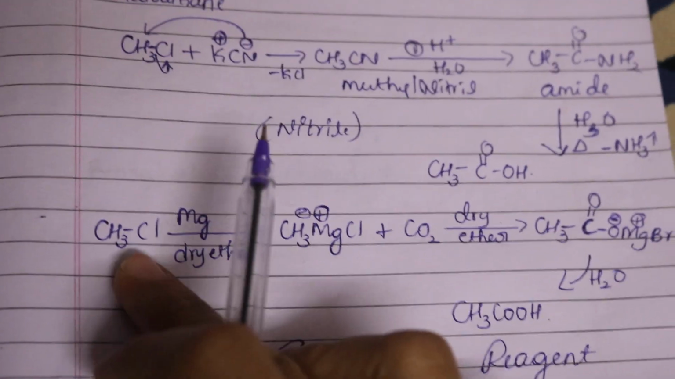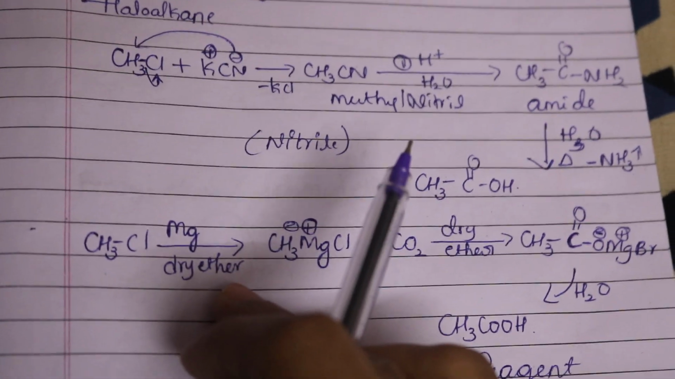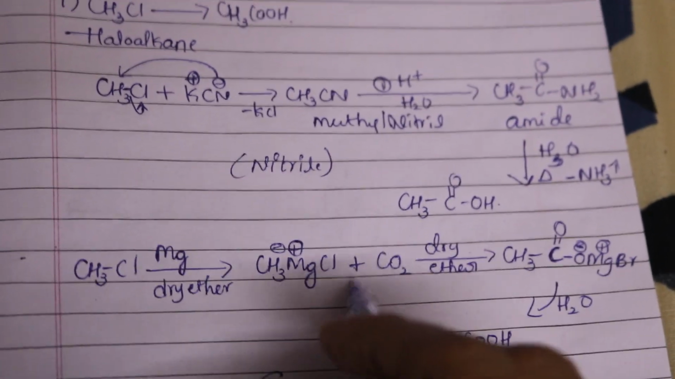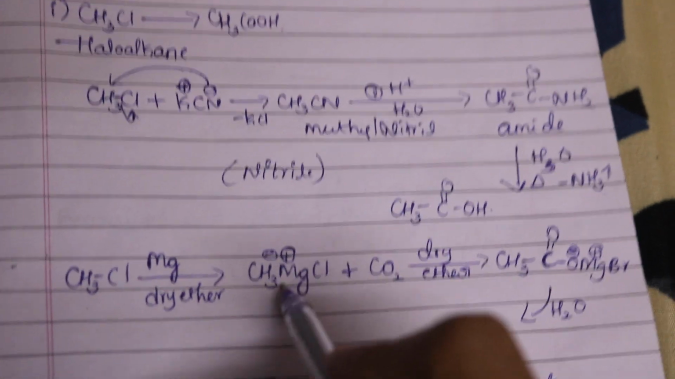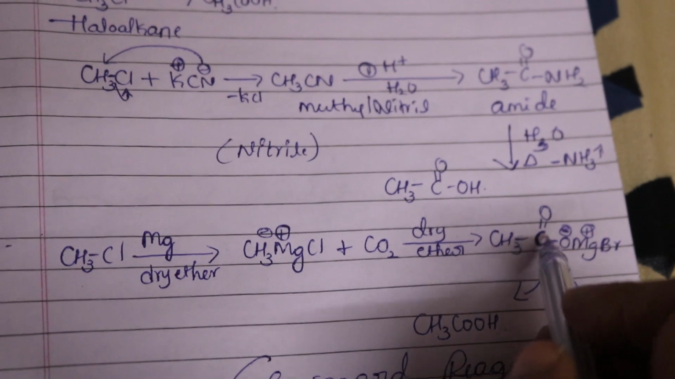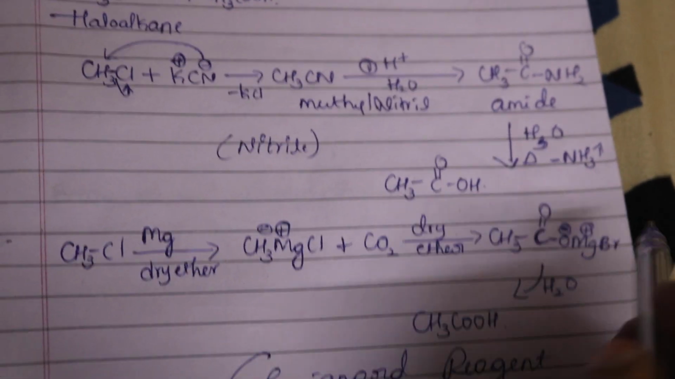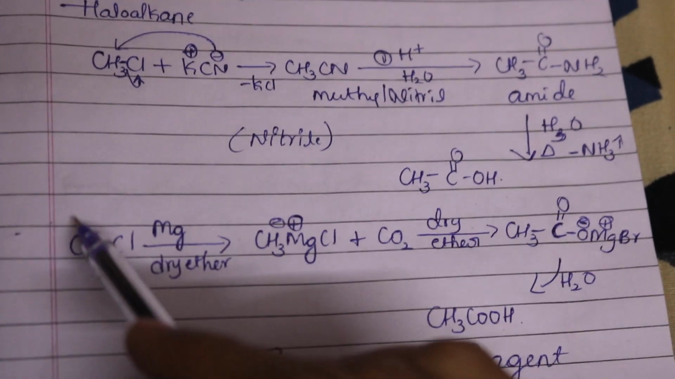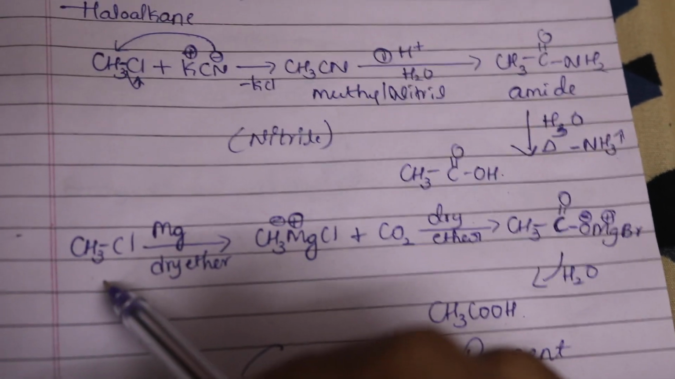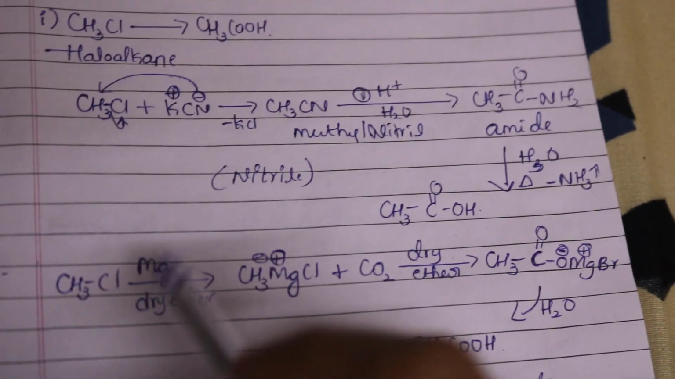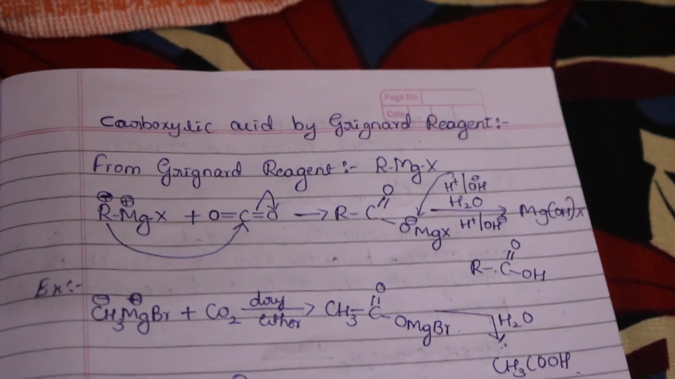Same here, CH3Cl in the presence of magnesium and dry ether gives RMgX, that is CH3MgCl, the Grignard reagent. This Grignard reagent, when treated with carbon dioxide, forms CH3COOMgBr, and when it is hydrated, the same acetic acid. Here I have shown the reactions for the haloalkanes. Okay, this is the simple way for the formation of carboxylic acid by the Grignard reagent.